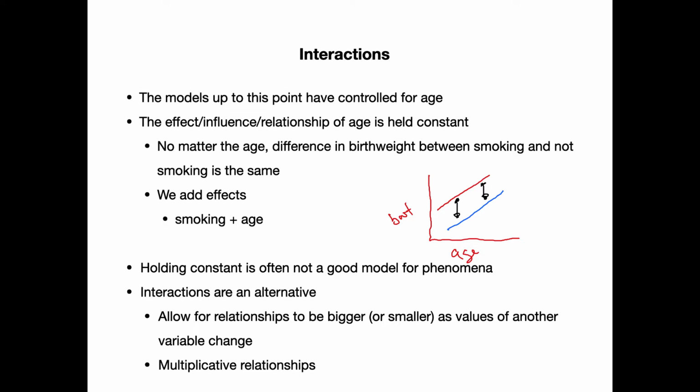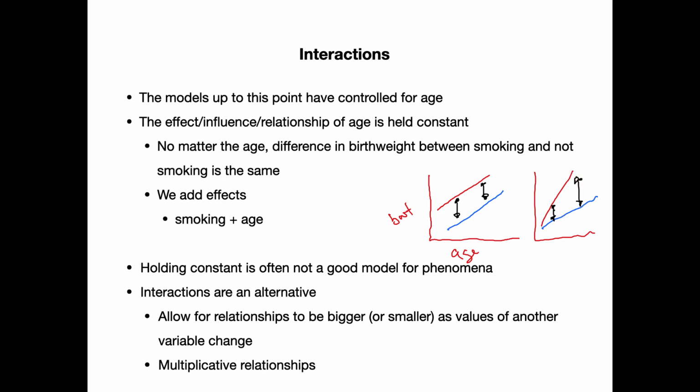What statistical interactions do is they allow relationships to be either bigger or smaller as values of the variable change. So instead of parallel lines like this, it could be anything. It could be something like that. Here, the difference is much smaller than here. That's what an interaction looks like. Often by simply graphing relationships, you can see whether there is a realistic interaction between two variables by seeing if the lines are parallel like this, or whether they have a non-parallel form.